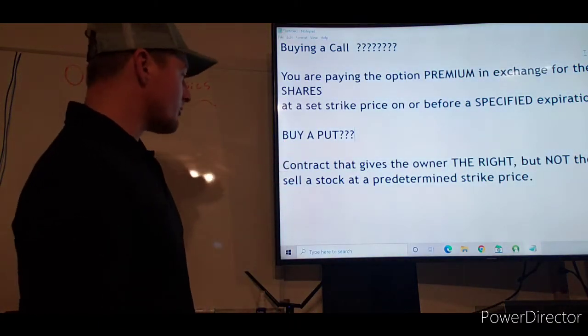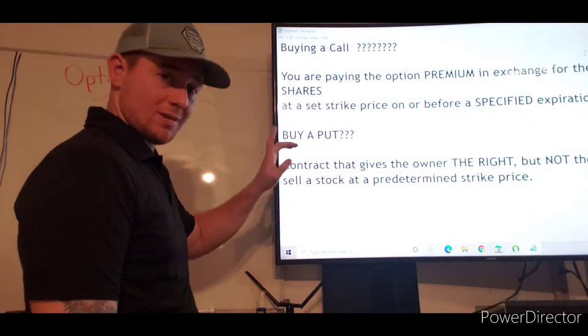Now, for the puts. This is buying a put. You're not selling any options here. Again, this is just buying calls, buying puts.